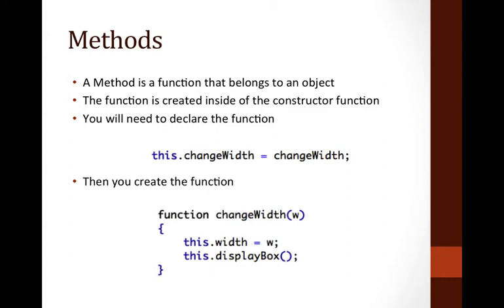Methods. A method is simply a function that belongs to an object. The function is created inside of the constructor function, and you will need to declare the function. So to declare the function, you would use this. This just simply refers to the object itself. You'll see the keyword this used throughout. this.changeWidth equals changeWidth. Then you create the function. Function changeWidth, and we'll pass it w, which is a parameter which will contain the new width. Then our second line here is actually displaying the box that we've created. It's another function that it'll call.